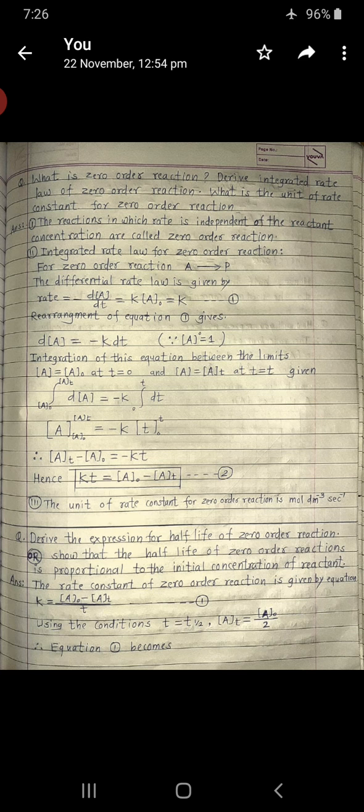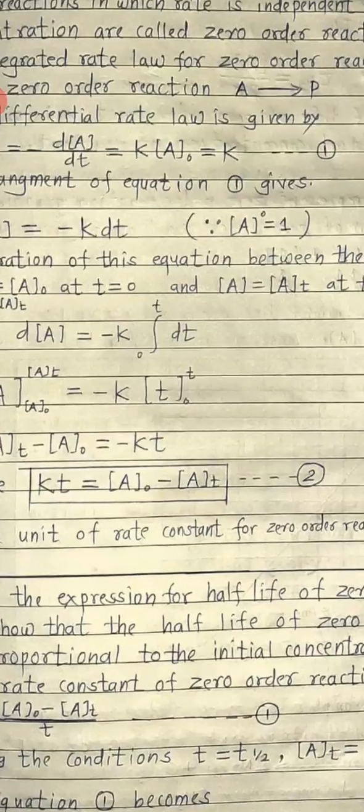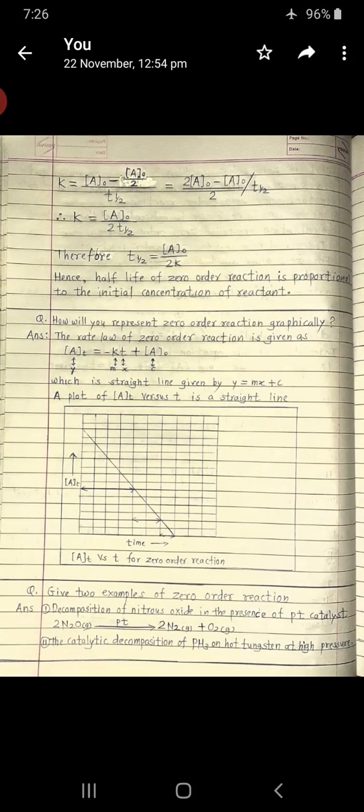Now using the conditions t is equal to t half, At is equal to A0 by 2. This t half is known as the half life period. Substituting these two values in equation 1, we get K is equal to A0 minus A0 by 2.